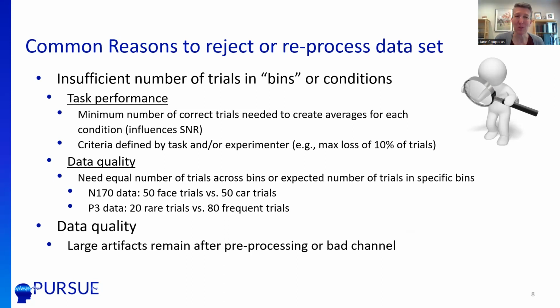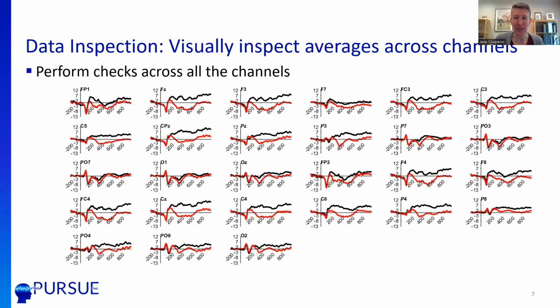You're also looking for these bigger data quality issues. Are there large artifacts that remain in the data after pre-processing, or is there still a bad channel? And so sometimes, and I'm just going to flip back for a second, you might see, not in this particular data, but there's a big eye blink, for example, that you can see across all your electrodes. If that's the case, you might want to go back and reprocess your data to try and get rid of those artifacts.